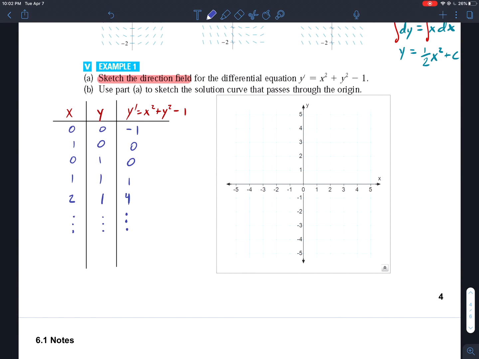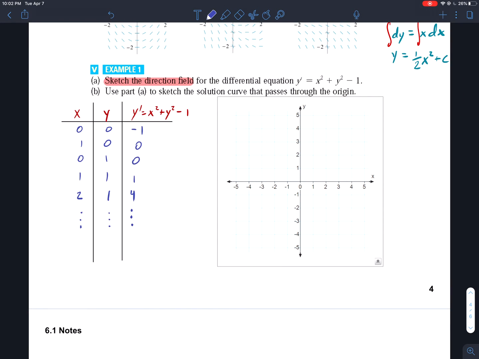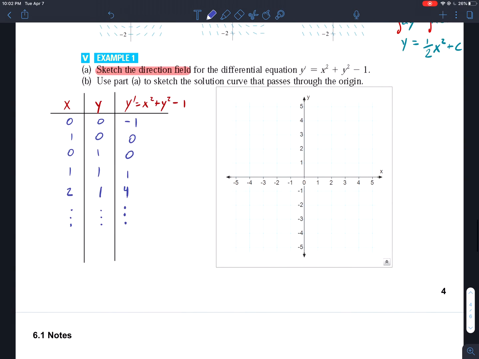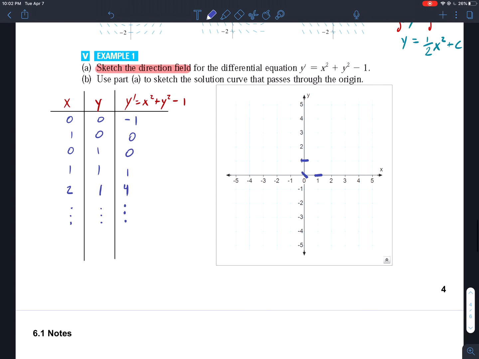If I come over and I draw those points on my XY graph, then at (0, 0), I have a slope of -1. At (1, 0), I have a slope of 0. At (0, 1), I have a slope of 0. At (1, 1), I have a slope of 1.